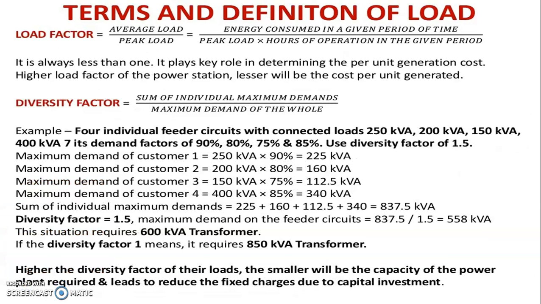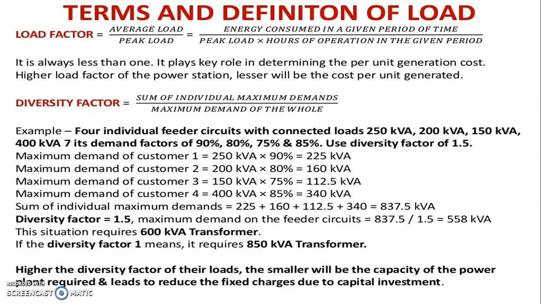Next one is load factor. Load factor is the ratio between average load and peak load, where average load is the energy consumed in a given period of time divided by peak load into hours of operation in that period. It is always less than 1. It plays a key role in determining the power unit generation cost. Next, diversity factor is the ratio between the sum of individual maximum demands to the maximum demand of the whole.